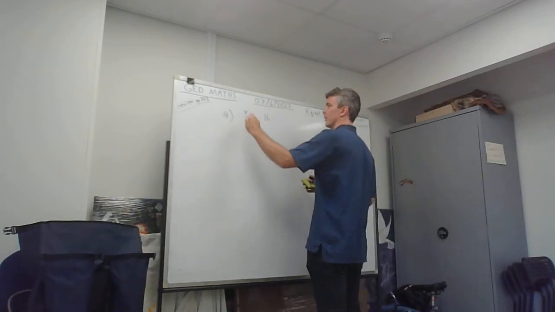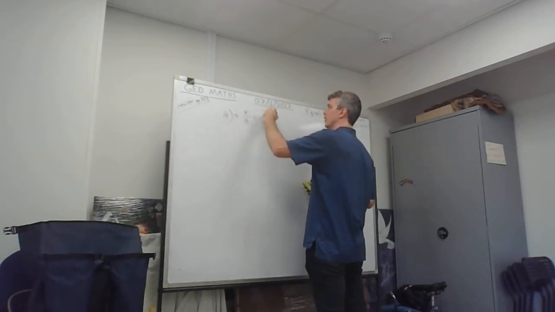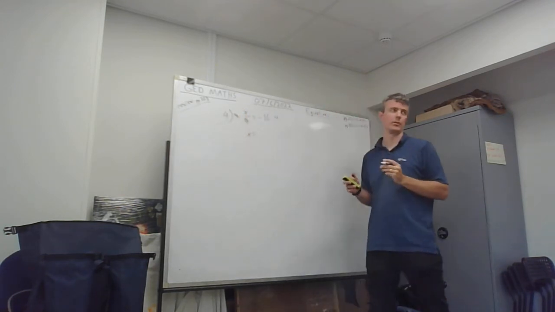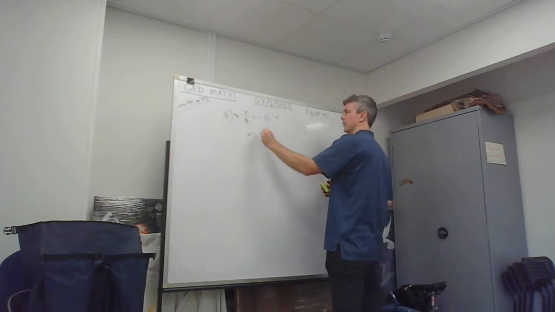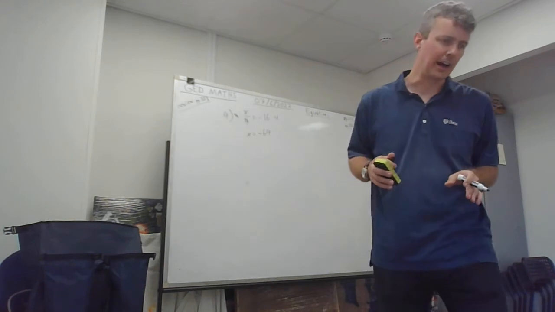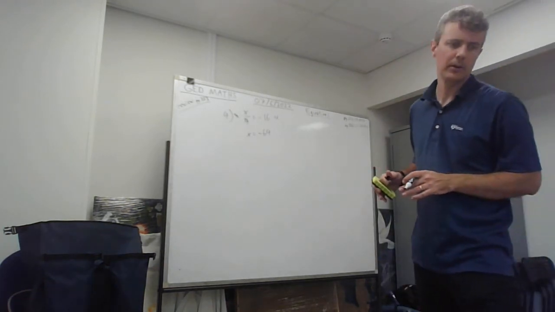Multiply both sides by 4, that's right. So multiply by 4, multiply by 4. These 4s cancel, and x equals minus 16 times 4, which is minus 64, exactly. So that's your basic equation. Let me do another one of that type. We'll do number 6.